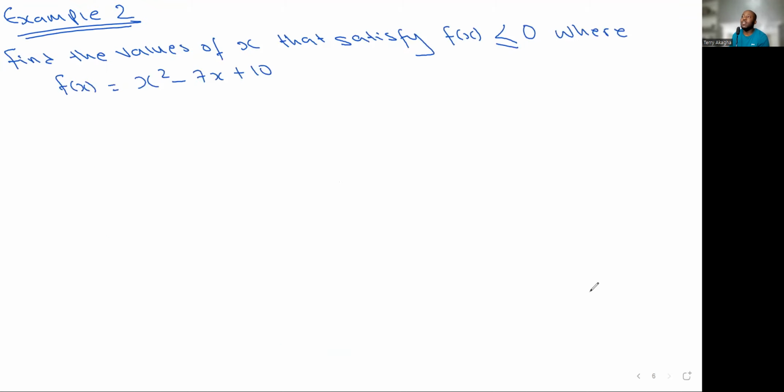Less than. Is that right? So let us see how it will be. Step 1 is going to be exactly the same thing. We're going to have x squared minus 7x plus 10 is less than or equal to 0.